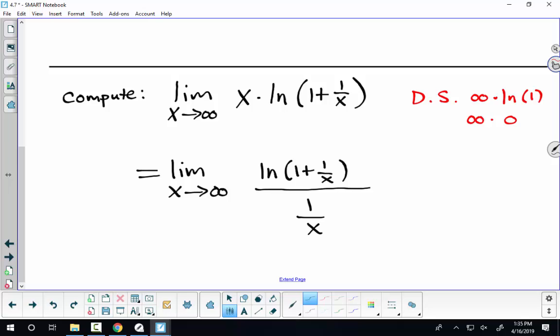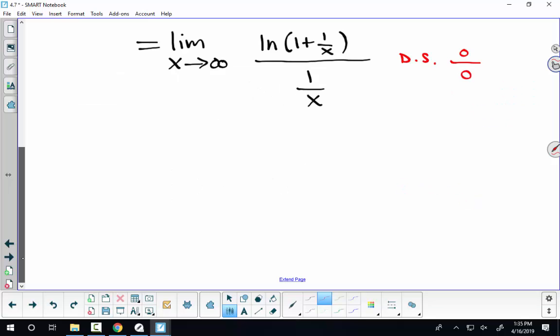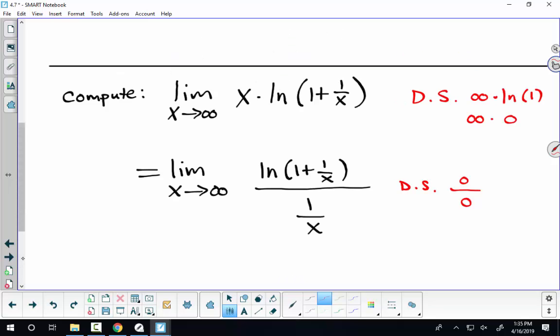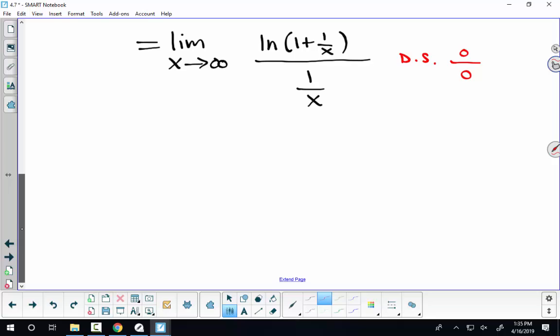Dividing by the reciprocal of x, and reevaluating that limit, we see that that's now of the form that L'Hopital's applies to. So that's 0 over 0. Don't forget now, when we take the derivative, especially the derivative of the top, that it's a chain rule.